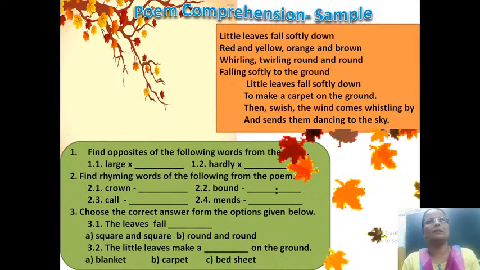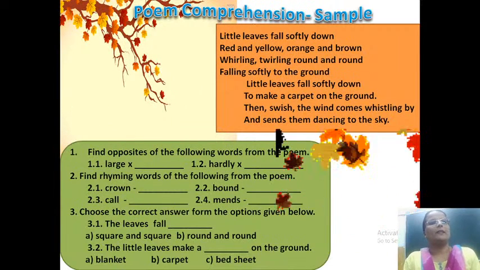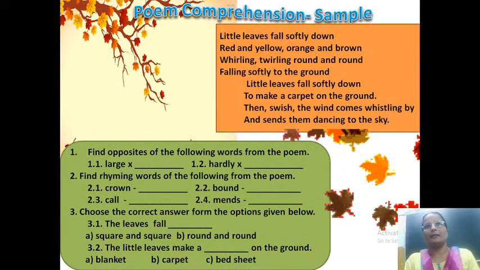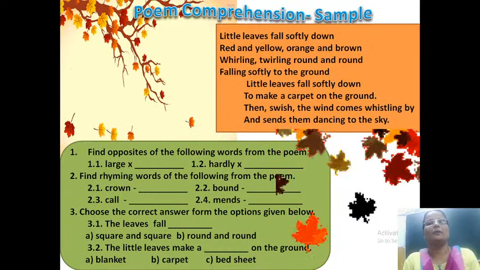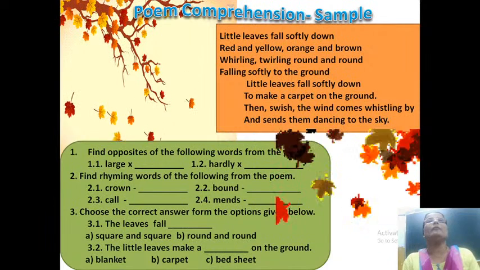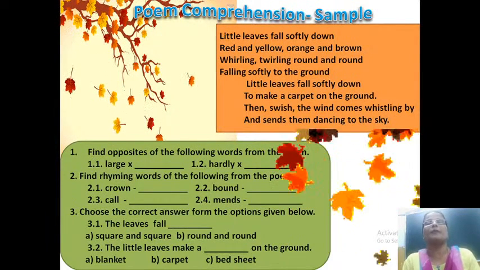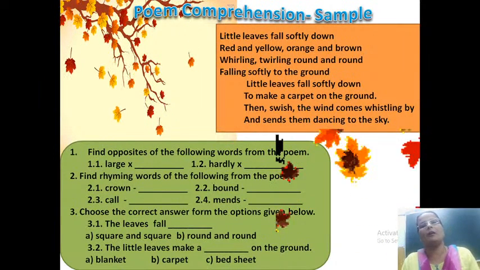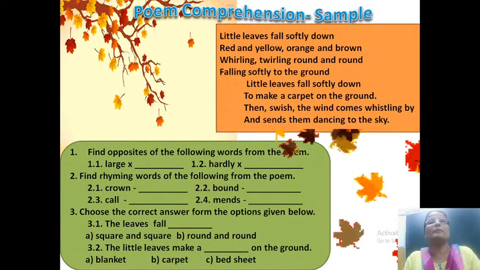Hardly opposite is, yes, softly. Opposite of hardly is softly, given in the first line itself. Little leaves fall softly down. Hardly opposite is softly. If you write anything else, you will not get the mark. Now find rhyming words from the poem for the following words. That also you have to take from the poem only. There may be a lot of other words which is rhyming with the words which is given below, but you will not be given mark.